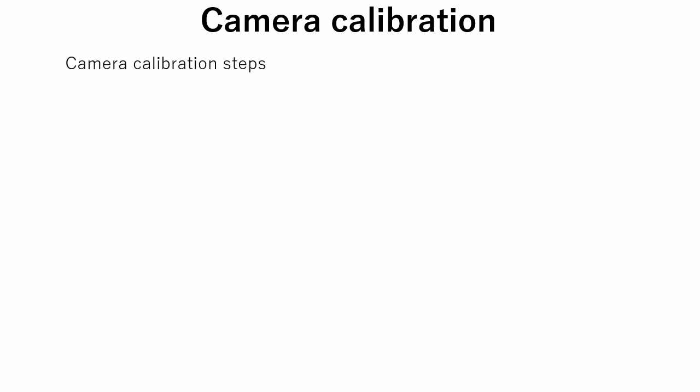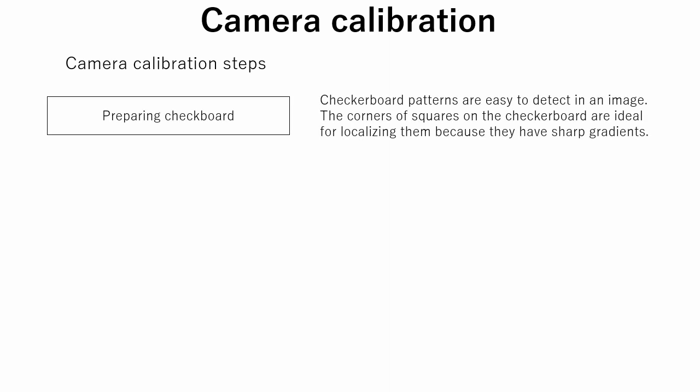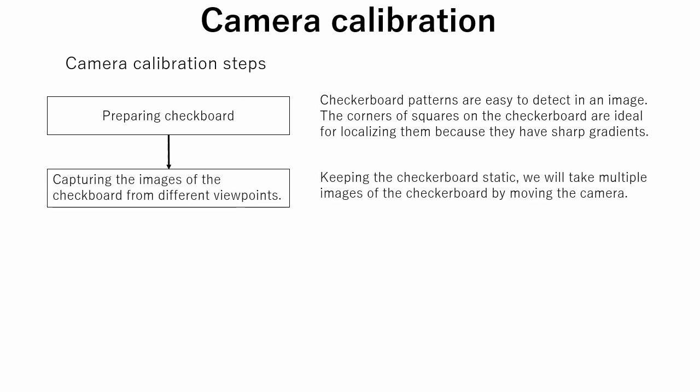Let's see the camera calibration steps. The first step is to prepare a chessboard. Chessboard patterns are used because they are distinct and easy to detect in an image. The corners of squares on the chessboard are ideal for localizing them because they have sharp gradients. In this tutorial, we will use an 8x8 chessboard with 2.5 cm side length of each square. In the second step, keeping the chessboard static, we will take multiple images of the chessboard by moving the camera. In this tutorial, we will move the robot using a joypad to do this.